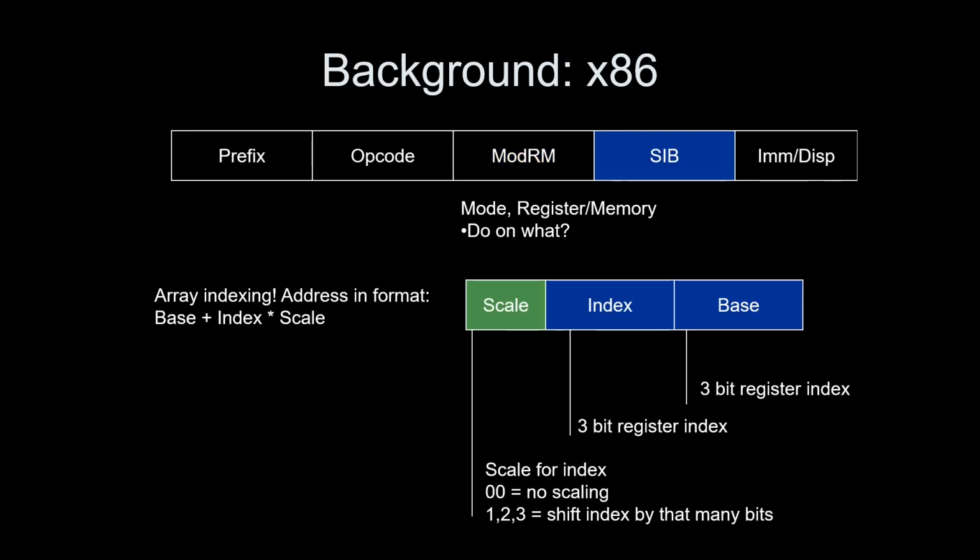That's called the scale index and base byte. And that lets you do really complex addressing. That basically lets you do array indexing. And x86 is not the only instruction set to do this. This is an incredibly useful capability. ARM can actually do something similar. But the important thing here is now this lets you specify a 3-bit register index and base.